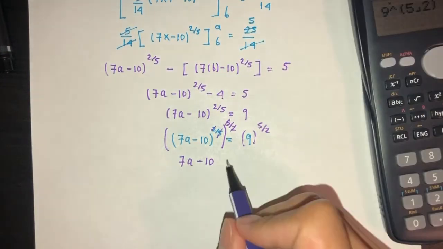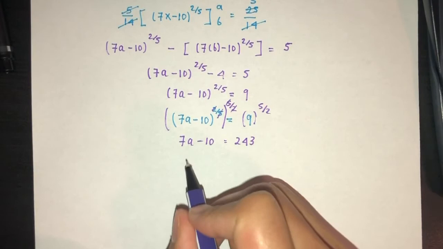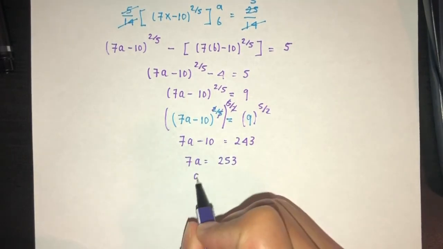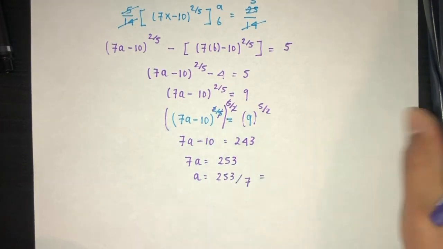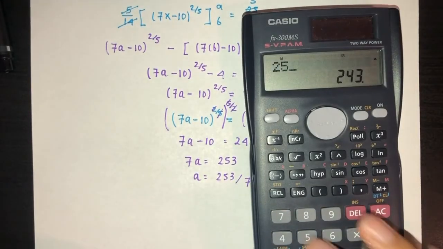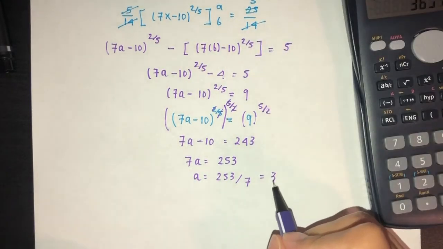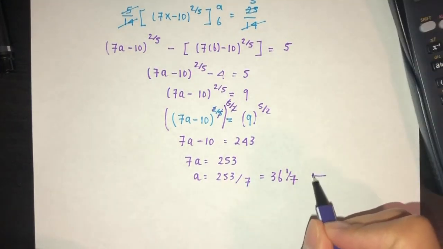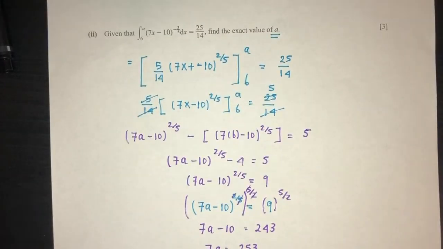That should be 243. Now 7a is equal to 253. A is equal to 253 divided by 7. 253 divided by 7 should be 36 and 1 over 7. That is your exact value of a for this integral. And that will be your question number 5.